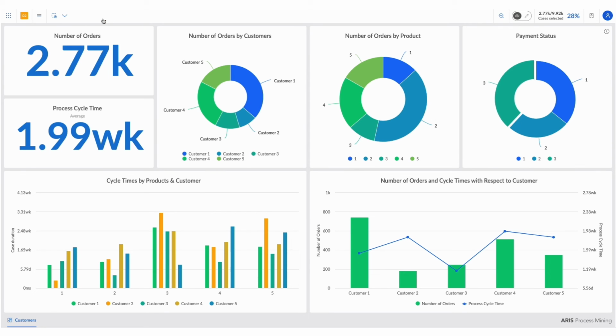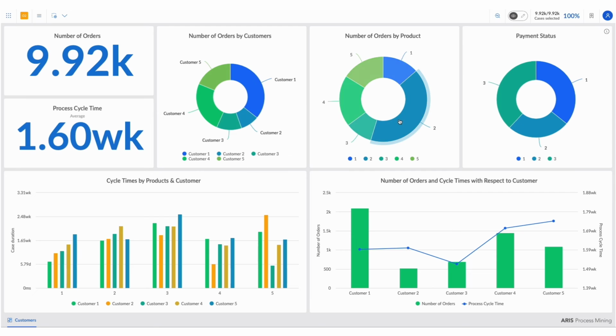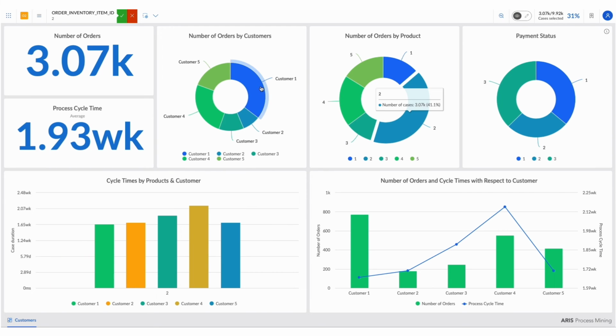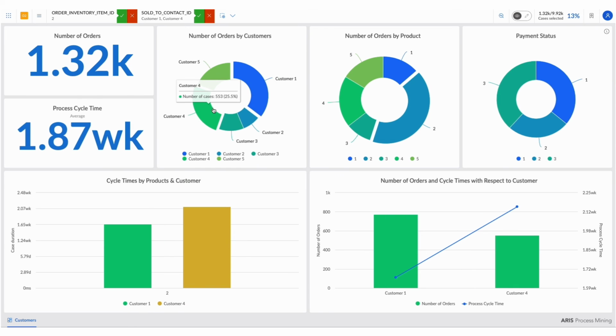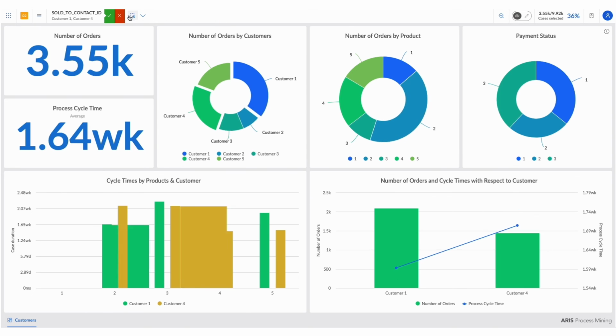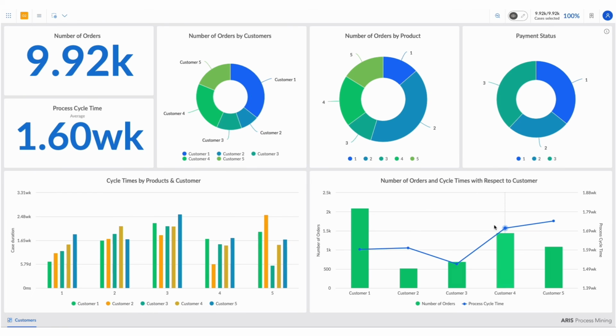One of the first questions to ask is how process cycle time changes by favorite products and customers. While orders for customer 1 have the shortest cycle time, which is a good thing since customer 1 is one of the favorites, for customer 4, orders have the longest cycle time among all the rest.